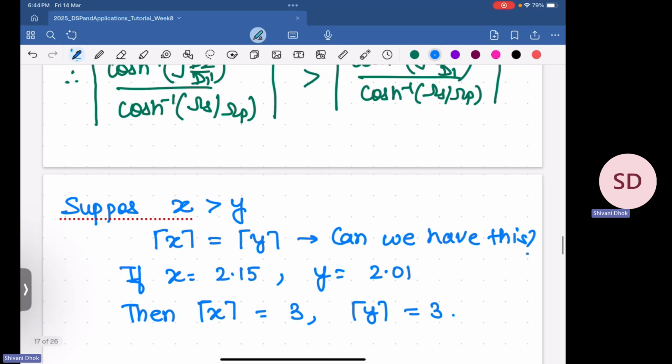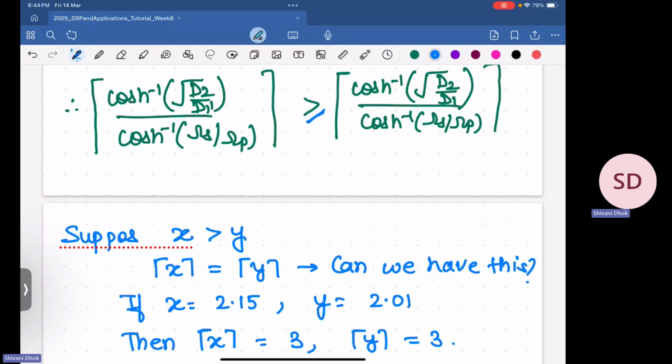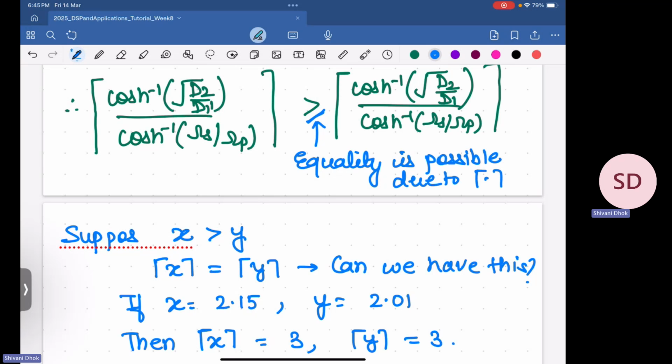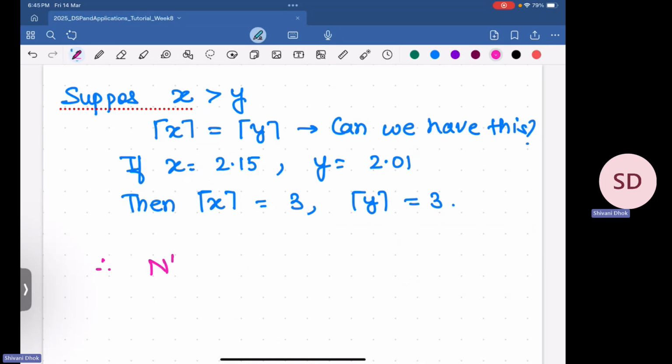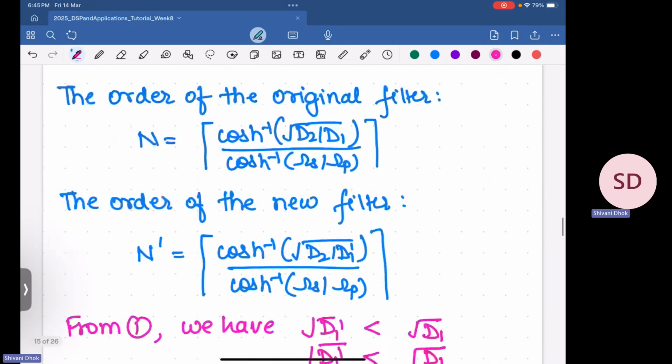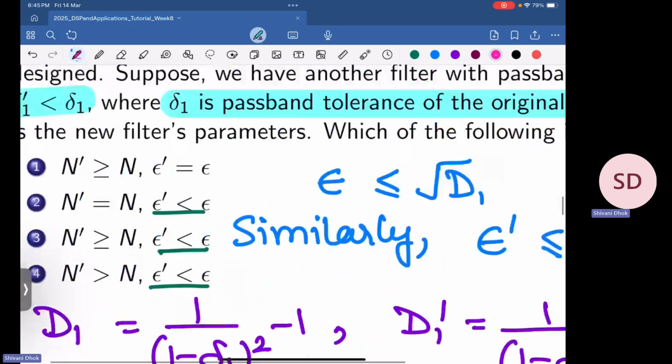Okay, so now therefore here equality is possible due to ceil operation. Okay, and therefore this side here is what? This is our n prime, and this side here is our n. So what we get? Therefore n prime can be greater or equal to n. Okay, so what do we get now? So we get n prime is greater or equal to n. So this is our answer.